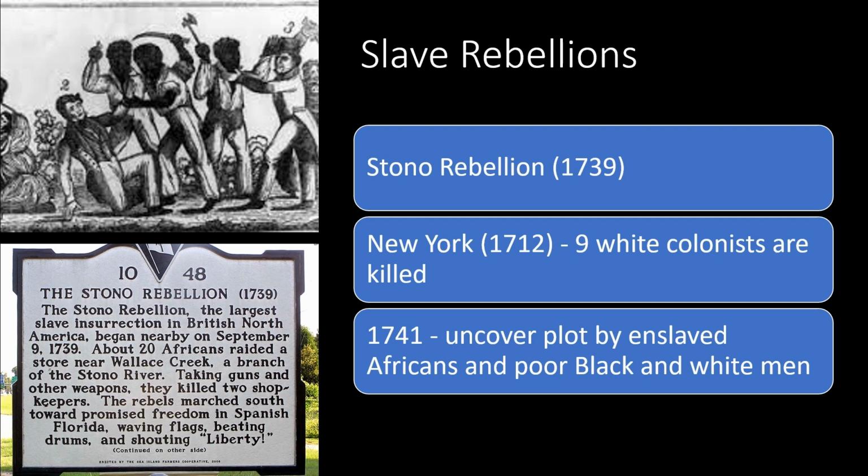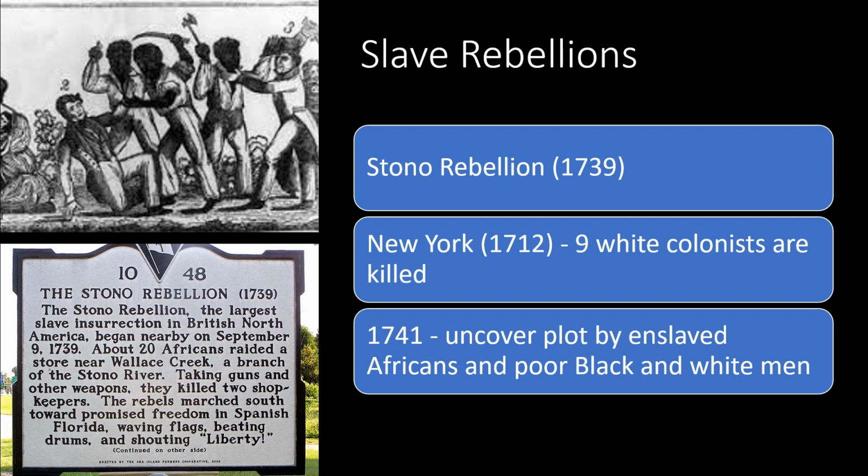As mentioned here in this placard, it says the Stono Rebellion of 1739 was the largest slave insurrection in British North America, which began on September 9th of 1739. This is when about 20 Africans raided a store near Wallace Creek, a branch of the Stono River. Taking guns and other weapons, they killed two shopkeepers. The rebels marched south towards promised freedom in Spanish Florida, waving flags, beating drums and shouting liberty.